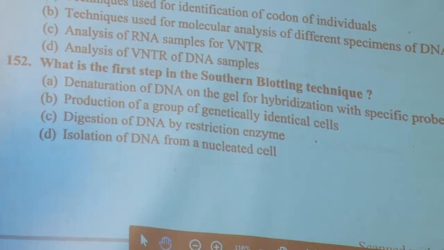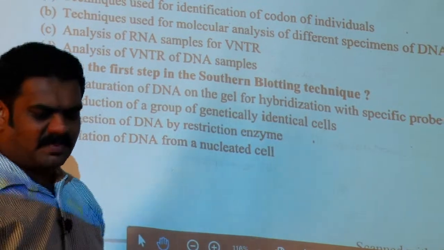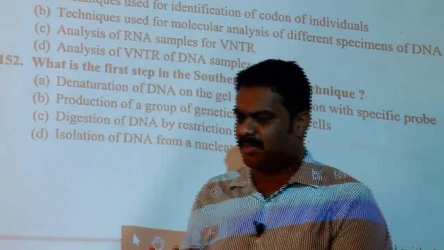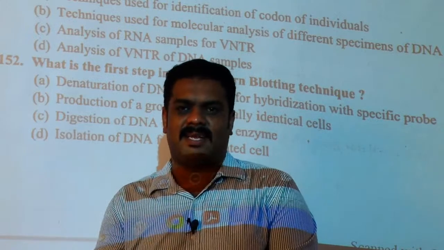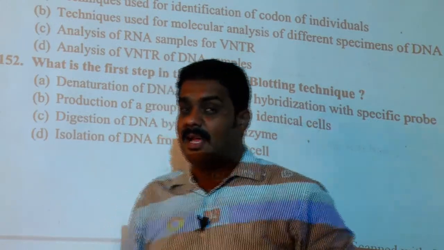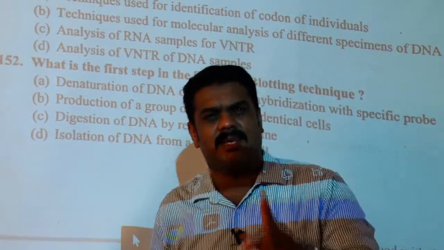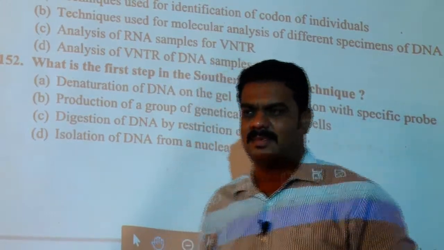What is the first step in southern blotting technique? See, southern blotting is where you take a piece of nylon membrane and transfer the DNA from gel electrophoresis onto it. But indirectly it is asked for the DNA fingerprinting process. First step, what is it?